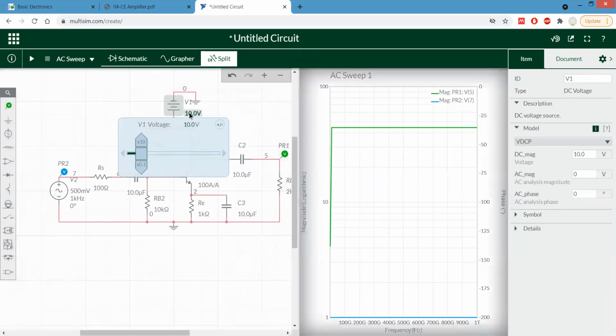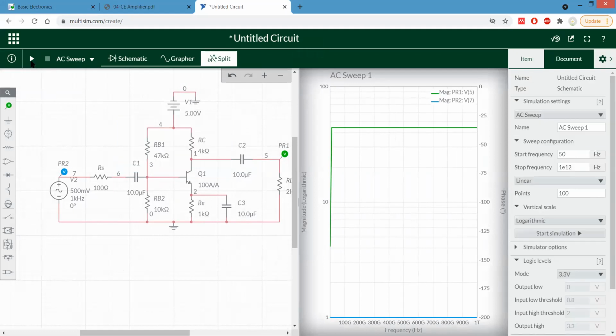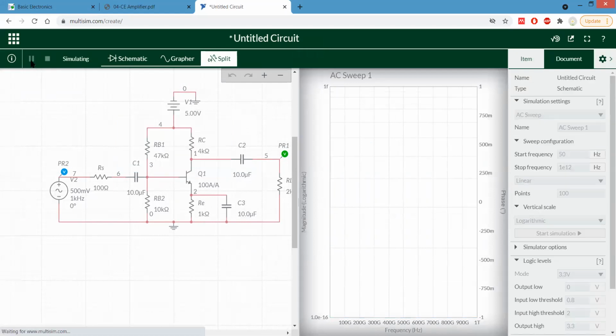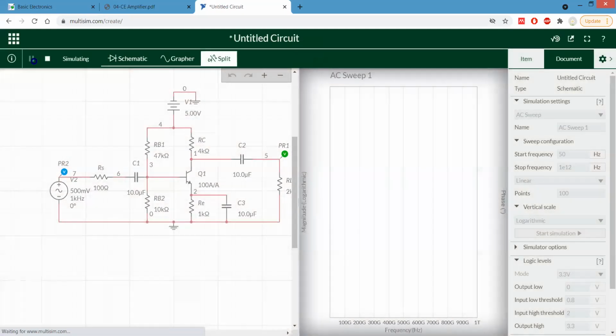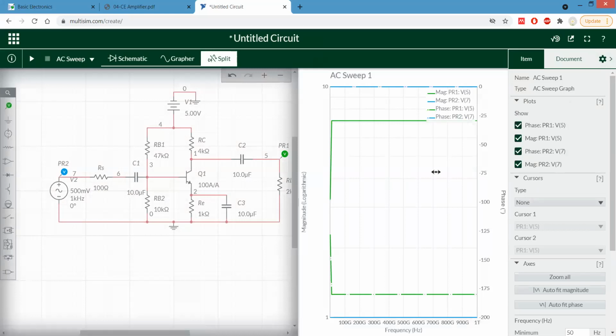But in practice it should decrease, meaning it should have finite bandwidth in practice. I don't know why it is not coming for this case. Let me try. It is not decreasing till 1 terahertz. Is there anything wrong that we have done? Let's consider the circuit.